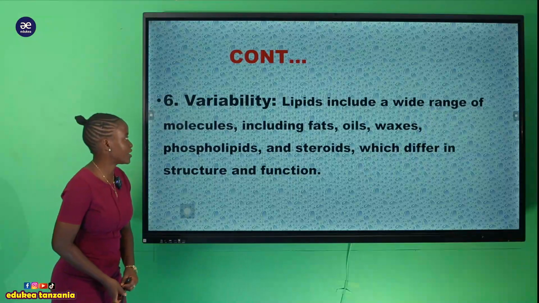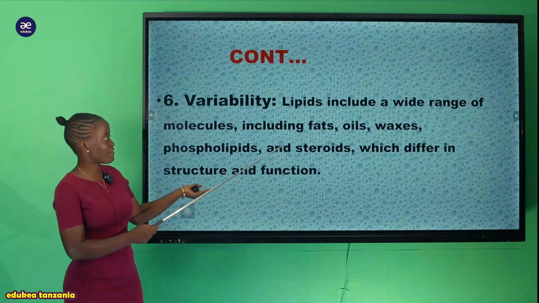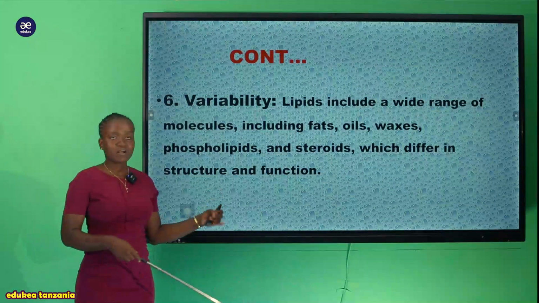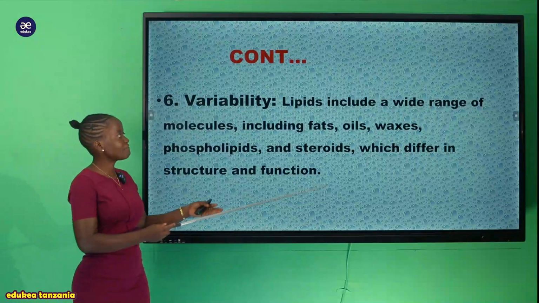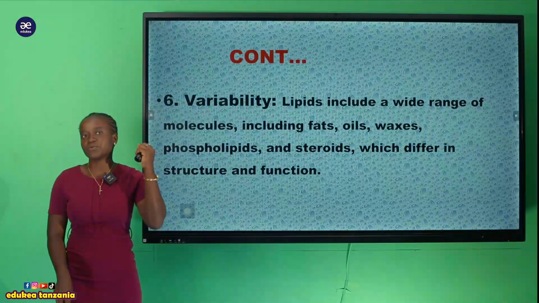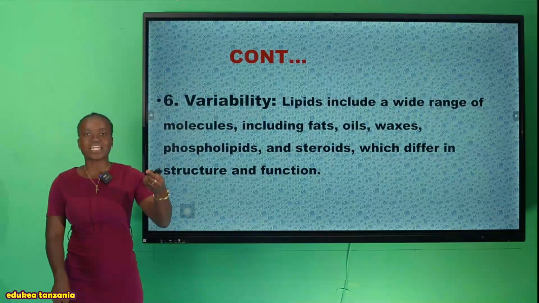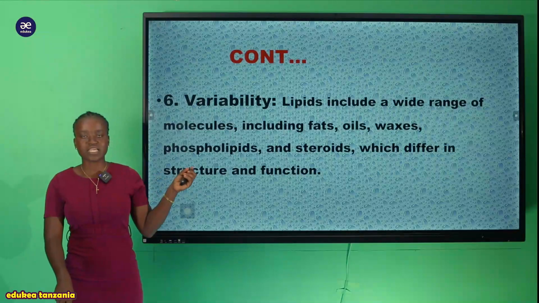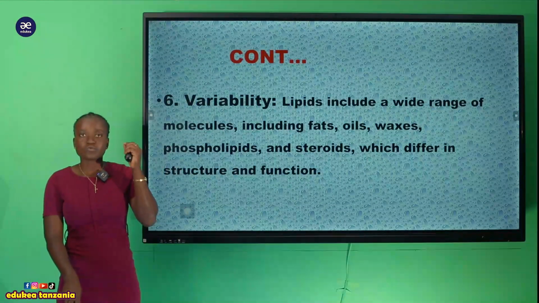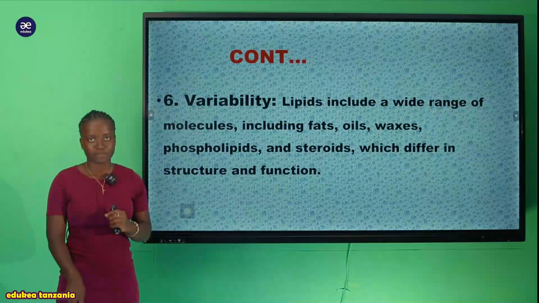Na hapa unaweza ukaona we have a lot, they are found in a wide range. For instance, here we have a fat. Fat also is a lipid. We have oil. Oil also is a lipid. We have the waxes. I hope you know the waxes. Those waxes which are found within the ear or in any place that provides the wax. Those waxes which are found within the ear, also they are lipids.